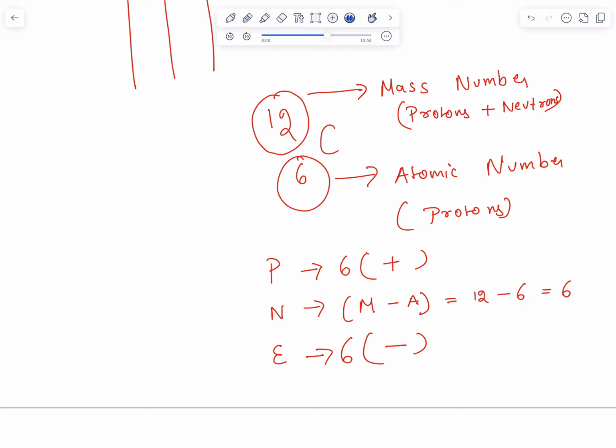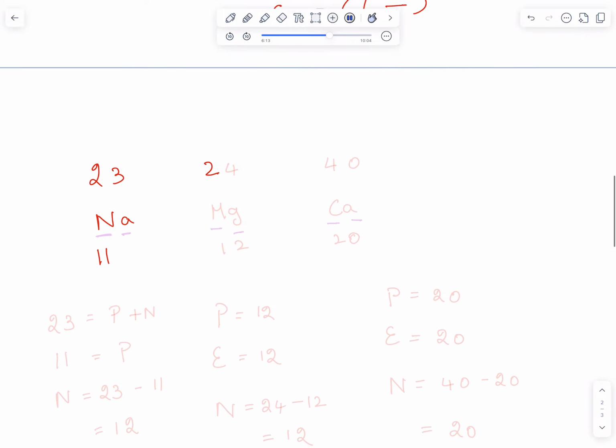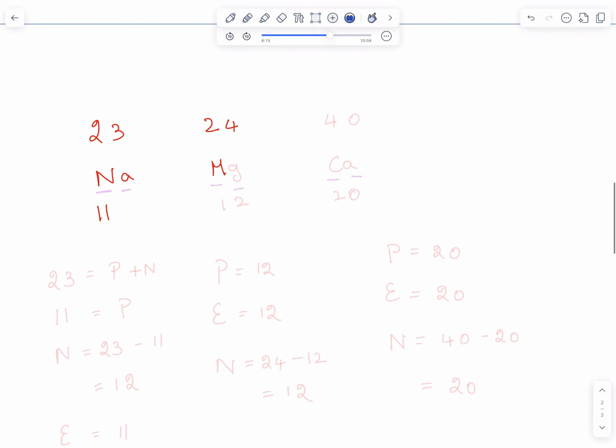Now let's follow this up with another example. You're going to work it out with me. I am going to write 3 elements on the screen. Okay? I've written sodium, then magnesium, then calcium.